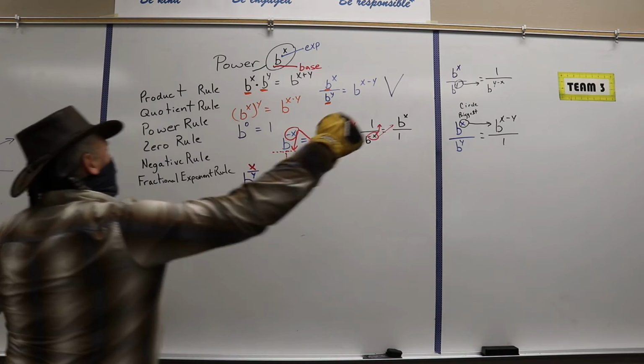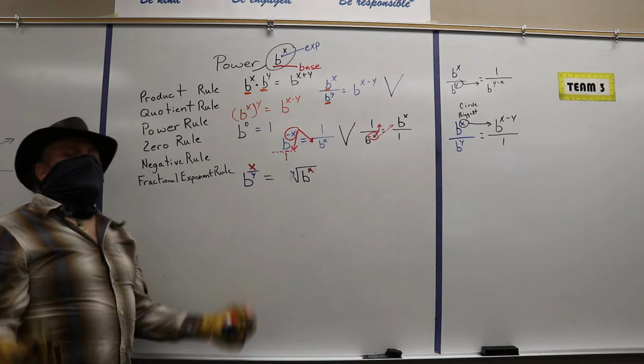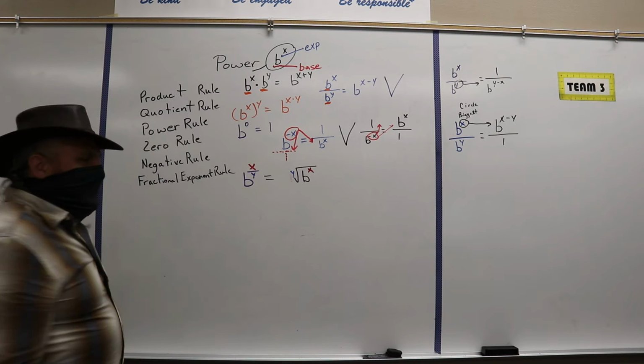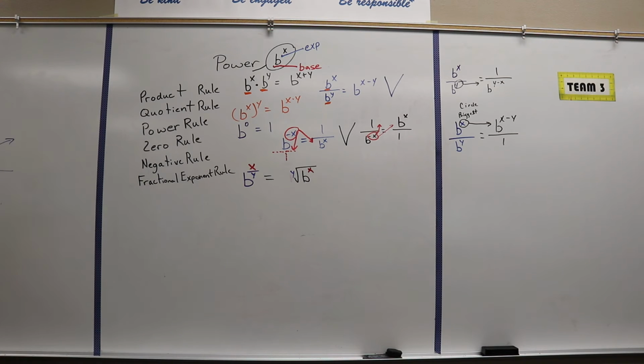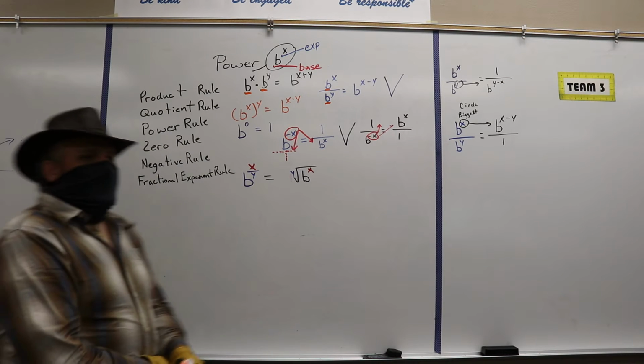All right, 0 rule. Anything raised to 0 power is 1. Bingo. Huge, super important rule. We're using that a lot.